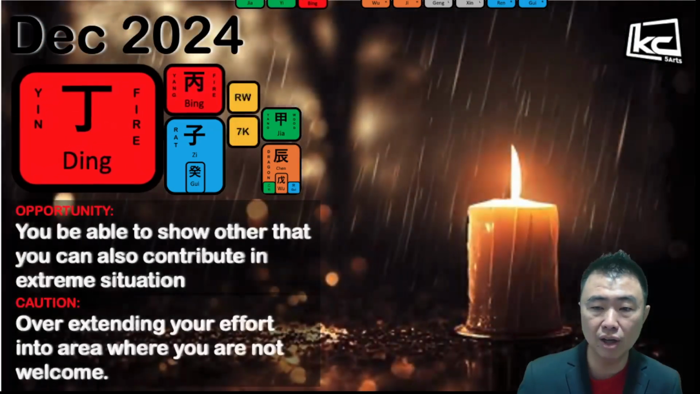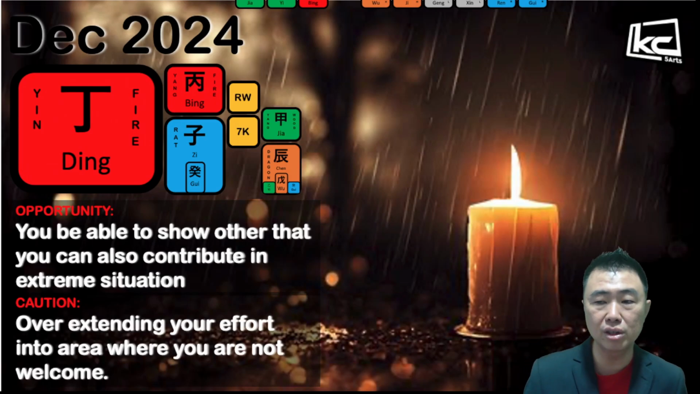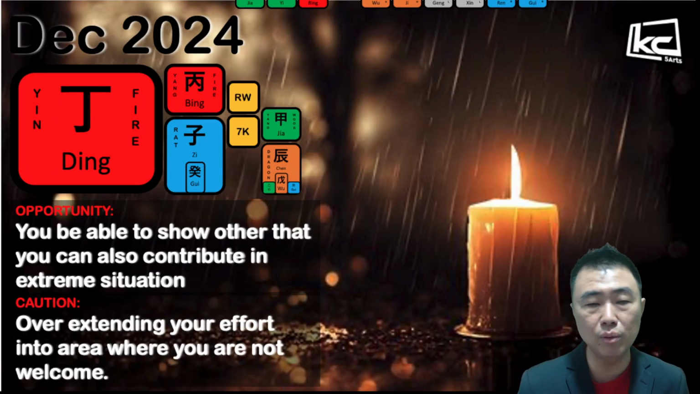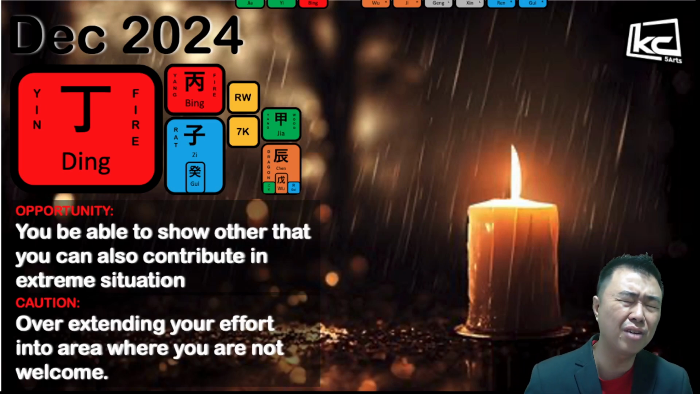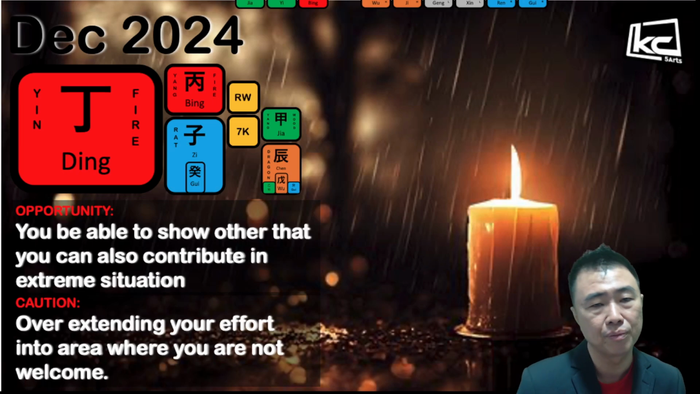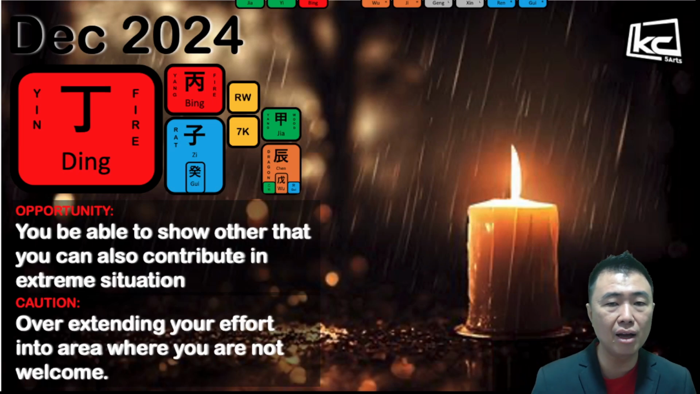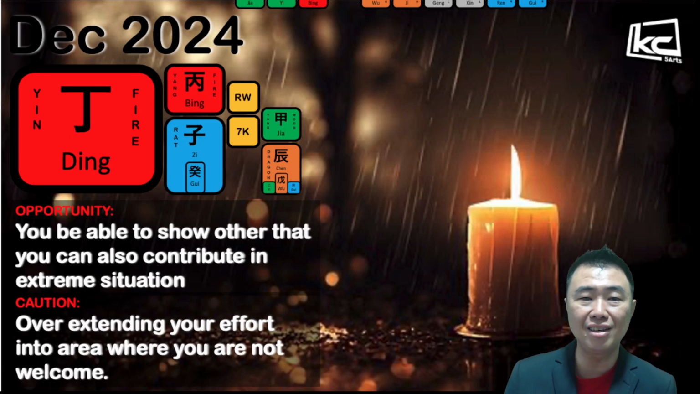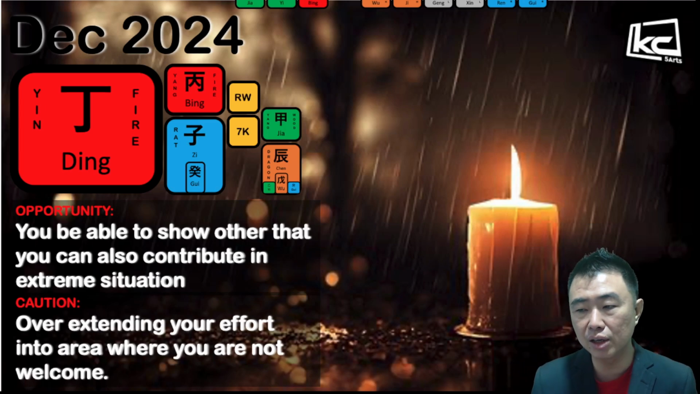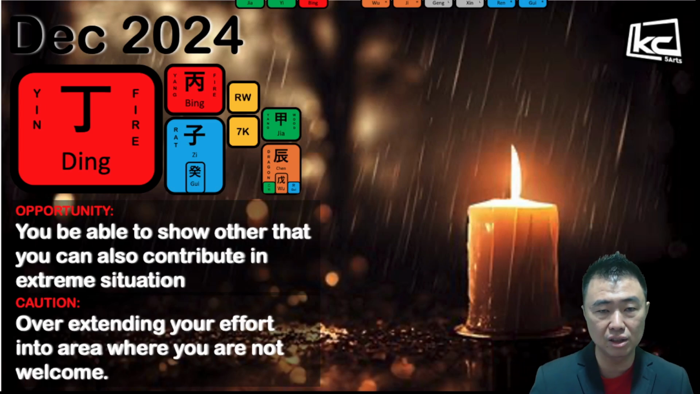Right, so let's take a look at after Ping is Ting Fire. Let's take a look at Ting Fire. Ting Fire is a bit more precarious with the Rock Wealth and 7 killing. Rock Wealth and 7 killing is one of those energies that we don't like to have, because they are highly competitive, highly aggressive. When they are highly competitive and highly aggressive, it carries the entire idea of being in danger. So this is like your candlelight in stormy rain.